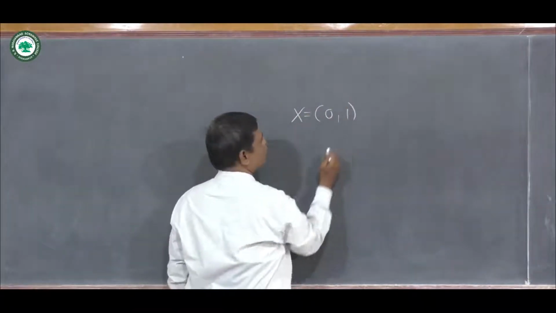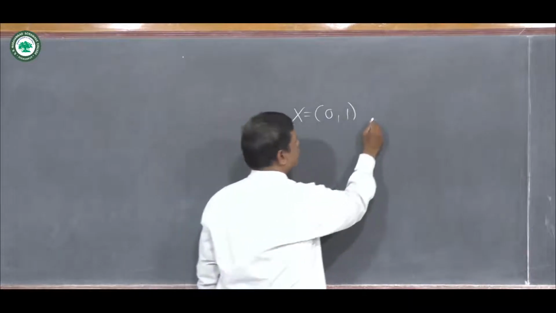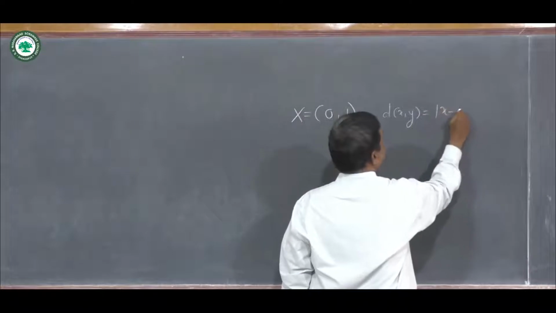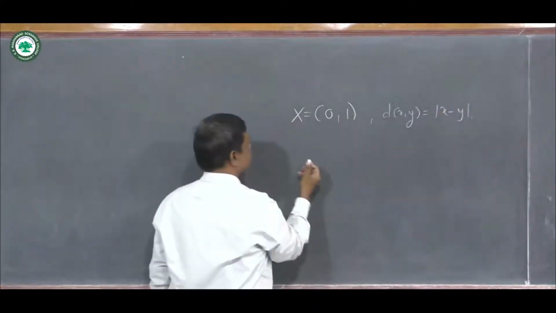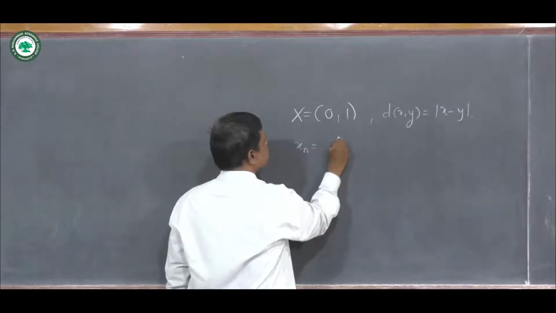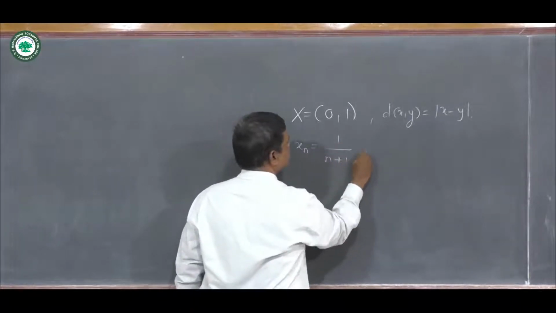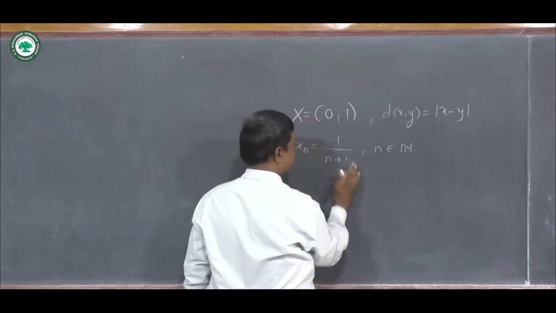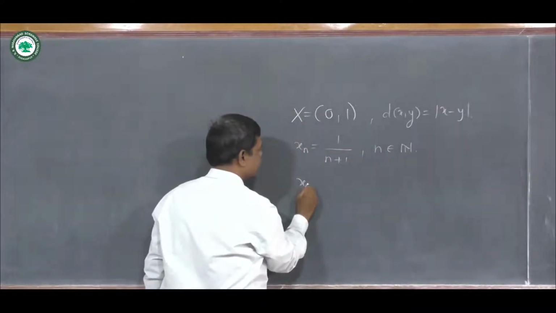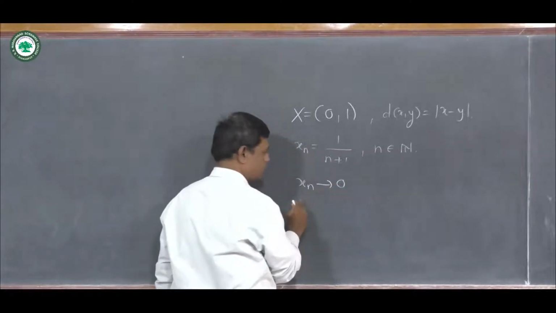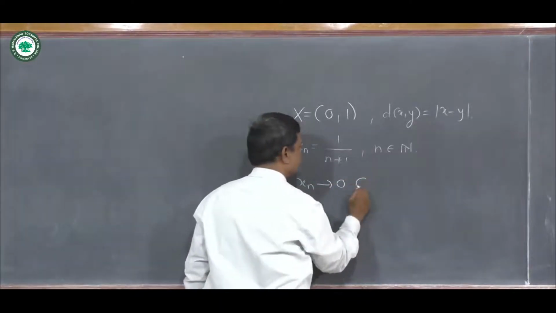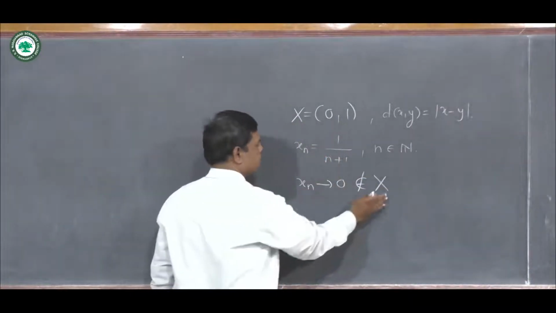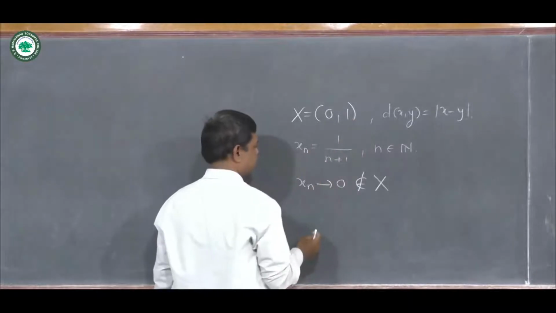Consider the set X equal to the open interval (0, 1) with the usual metric, that is d(x, y) equal to the absolute value of x minus y. Then consider the sequence xn equal to 1 upon n plus 1, where n belongs to N. In this case the sequence converges to 0, or has limit 0, but 0 is not a member of this set.